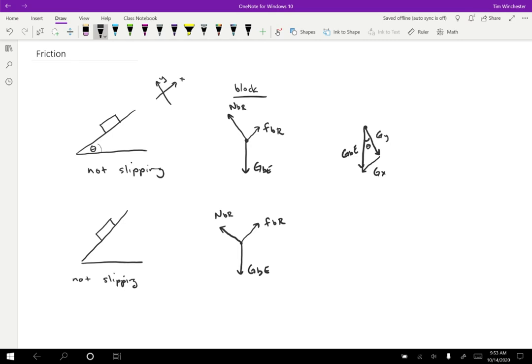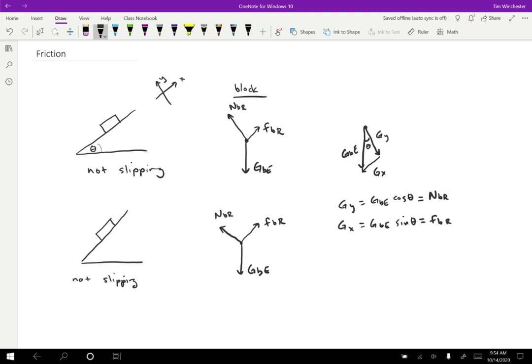And so we can see then that GY, which is GBE times cosine theta, and GX, which is GBE sine theta, are going to have to be equal to the other forces that are present. The only other force in the Y direction is the normal force, so the magnitude of GY is going to be equal to the magnitude of NBR. And the only other force in the X direction is friction, so the magnitude of GX is going to be equal to friction, FBR. As we change the angle, we can see that the normal force and friction force change.